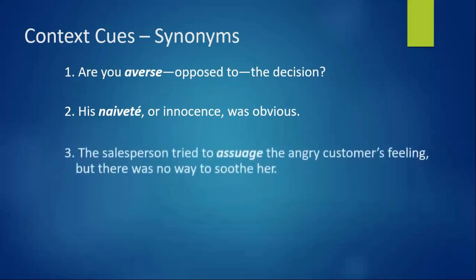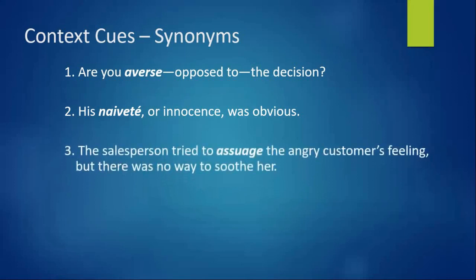All right. Then let's look at yet another example. The salesperson tried to assuage the angry customer's feelings, but there was no way to soothe her. Now you see, unlike the first two examples, the synonym is not readily available. You cannot just immediately find the synonym in front of you. You need to reread this sentence. The salesperson tried to assuage the angry customer's feelings.